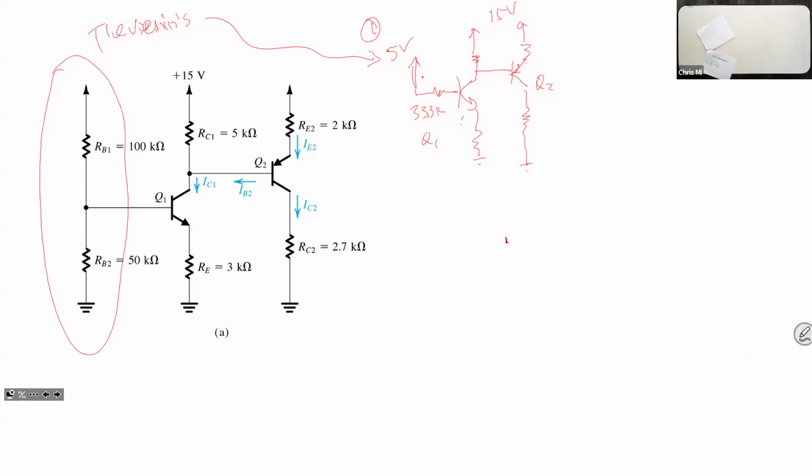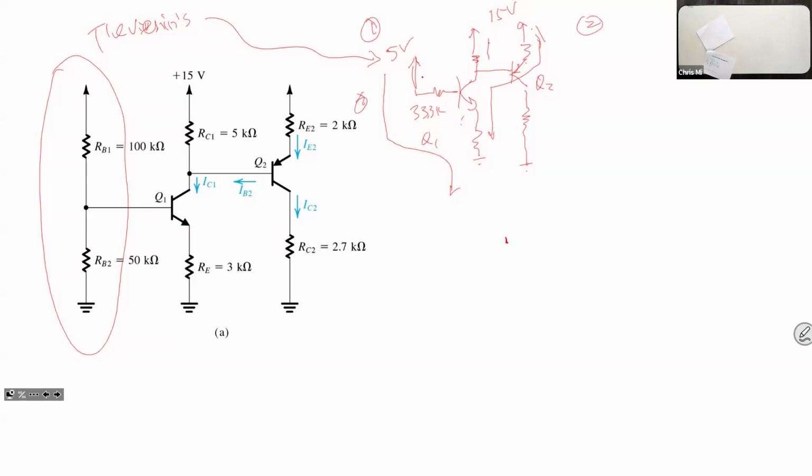Right. So you can write this loop equation over here, you can write a loop equation like this over here, or you can write a loop equation of another. Let's start one by one. So let's define this as 2.